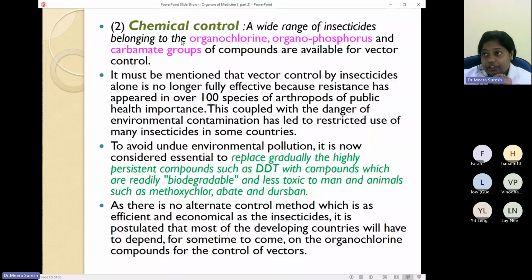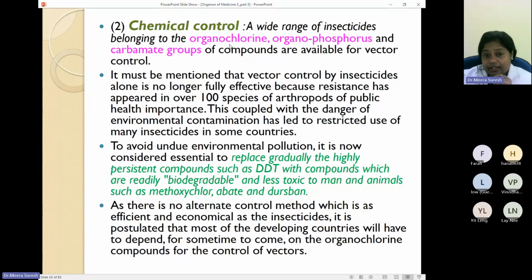So as the name indicates, in chemical control, we are going to use a lot of chemicals to kill the organisms. So we can use insecticides belonging to organochlorines, organophosphorus, and carbamate groups. In the later slides, we'll see what are the chemicals or the insecticides which are coming under organochlorine. DDT is most important coming under that.